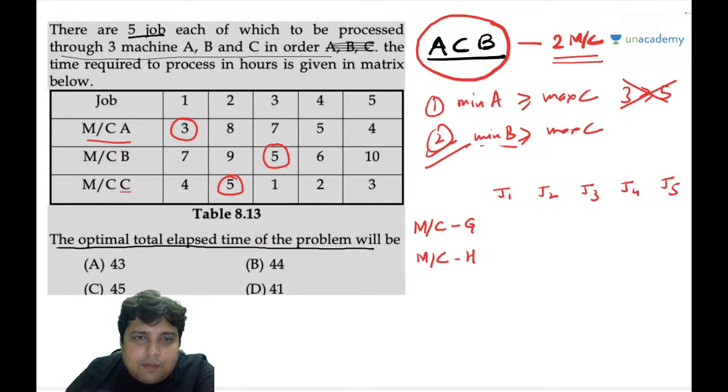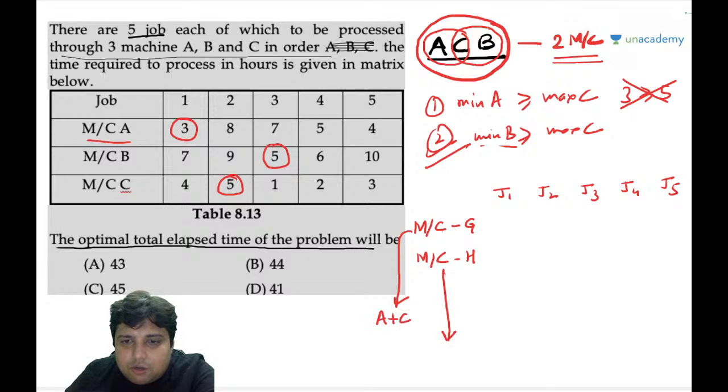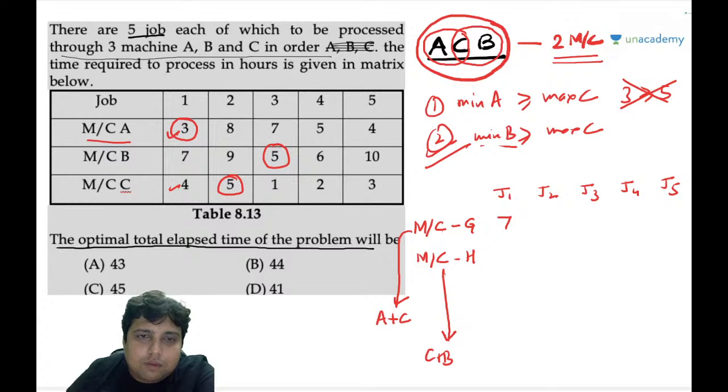And the timings will be, I will be adding A and C together. Remember, we will be adding A and C together, C and B together. Machine G will have a summation of A plus C, and machine H will have a summation of C plus B. So A plus C means 3 plus 4, that is 7. 8 plus 5, 13. 7 plus 1, 8. 5 plus 2, 7. 4 plus 3, 7.